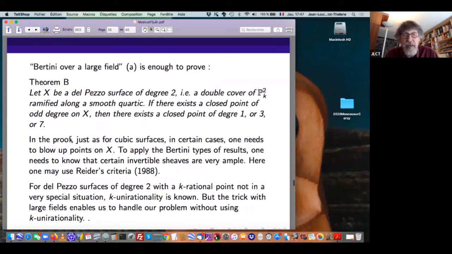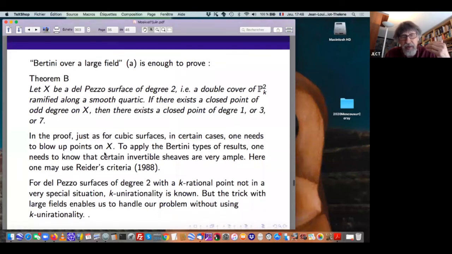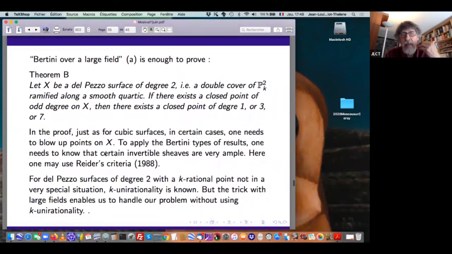So in the proof, just as for cubic surfaces, in certain cases, the cases where we need to put the singular points, one needs to blow up, if you want to do it very nicely, to control the linear systems. The best way is to blow up the points where you want the curve to be singular. So you get new surfaces, and you want to know whether some line bundles are ample, or very ample. And one way to do it without thinking is to use Reider's criterion over a field of characteristic 0. Okay, that's a technical point.